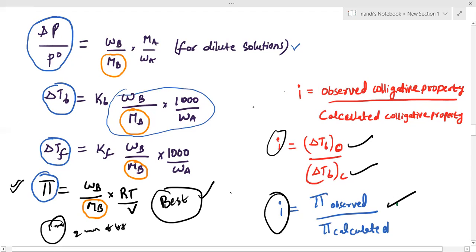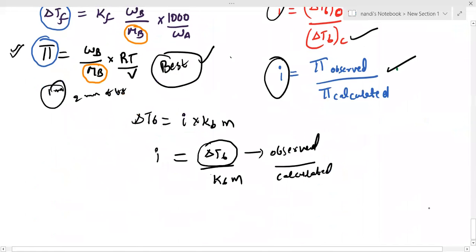Okay, so this is the relationship between molecular weight of solute and colligative properties. And we also saw the Van't Hoff factor in terms of colligative properties, which is observed by calculated. We can express it in a very simple way with the simple formula that we know.